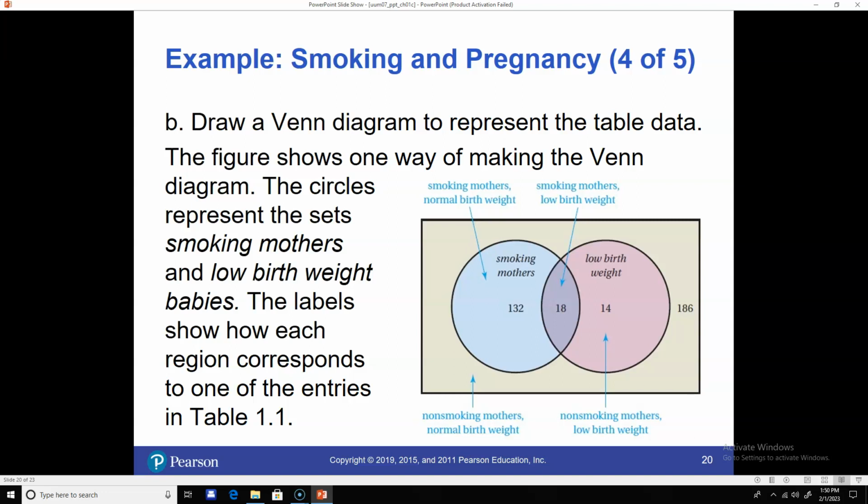So the size of the circle is not dependent upon how many things are actually in the circle. So there's not a notion of scale in these. So just keep that in mind. They're basically focused on showing how the sets interact and overlap with each other.